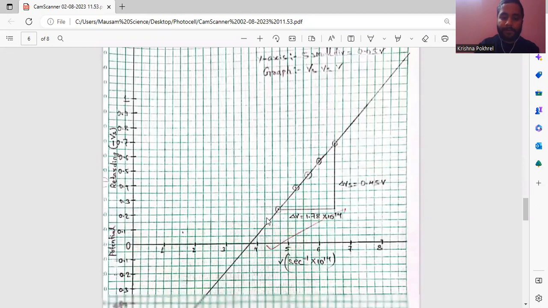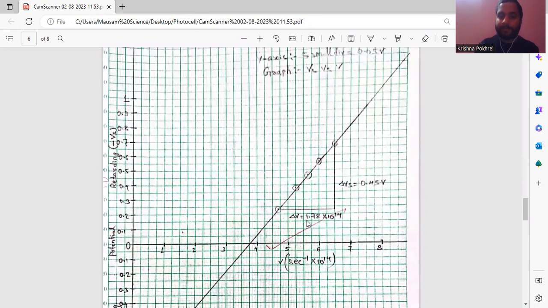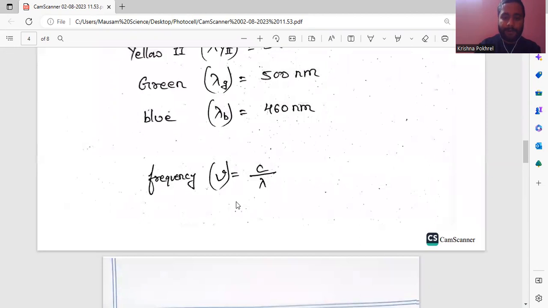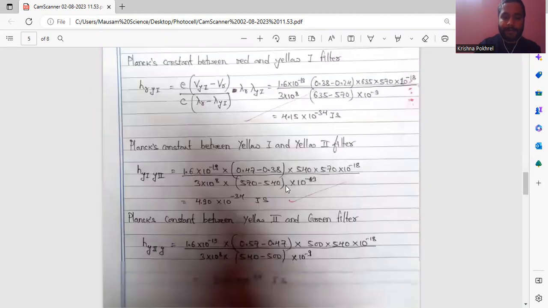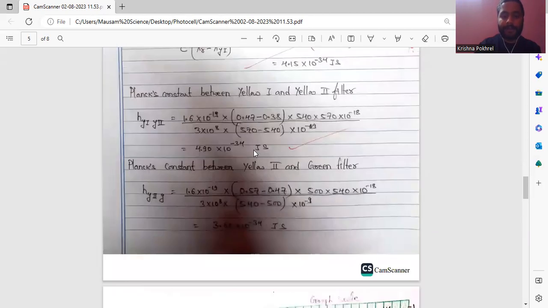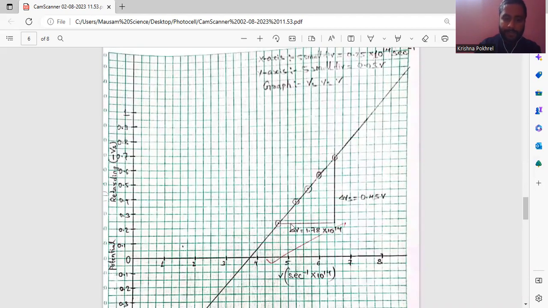So we have got the stopping potential, and we know the frequency for different color light. As we know the wavelength lambda, I told you that the frequency can be got from here. We know lambda and the value of c, so we get the frequency for different color light. And we know the stopping potential for the different colored light. So we plot the graph between these two, take out the slope and measure the value. It is nothing harder.